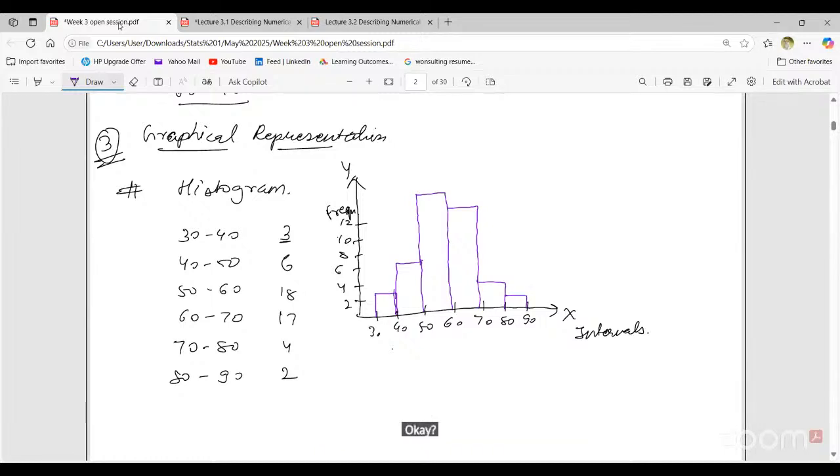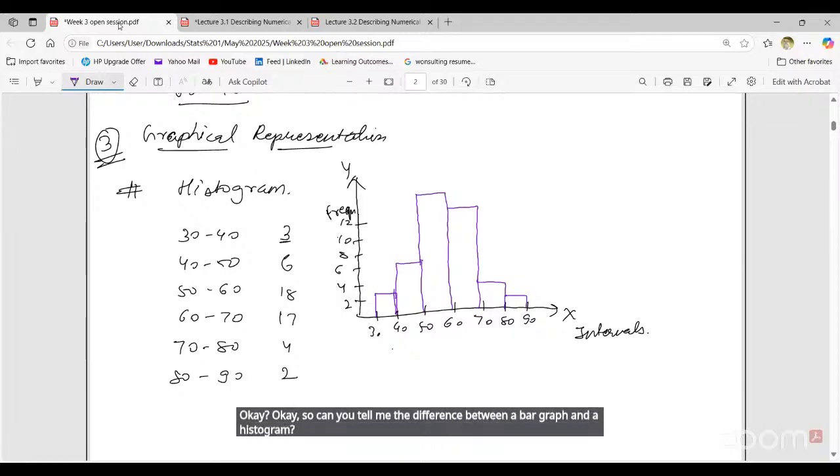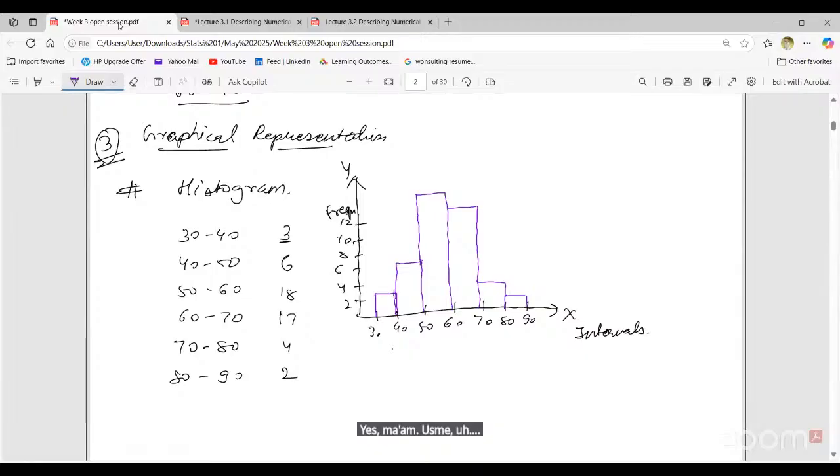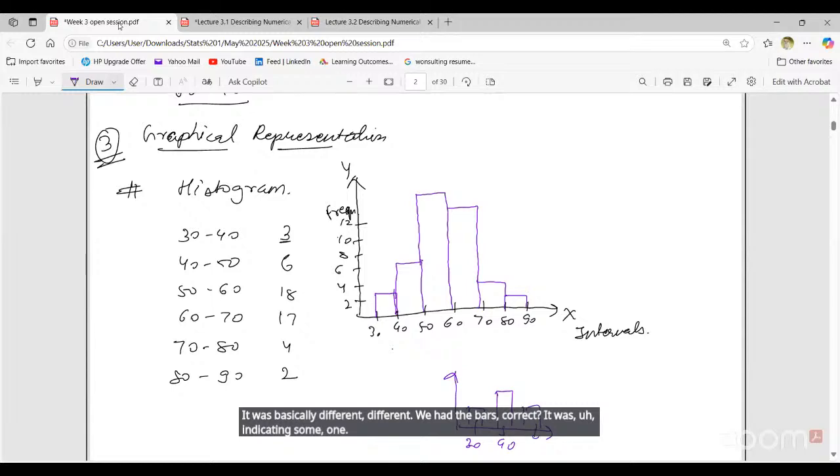Can you tell me the difference between a bar graph and a histogram? Yes, ma'am. There are no gaps in between the values because it's continuous, so it's the best representation. Correct. Now, what was there in the bar graph? It was basically different. We had the bars, correct? And each was indicating some one value.